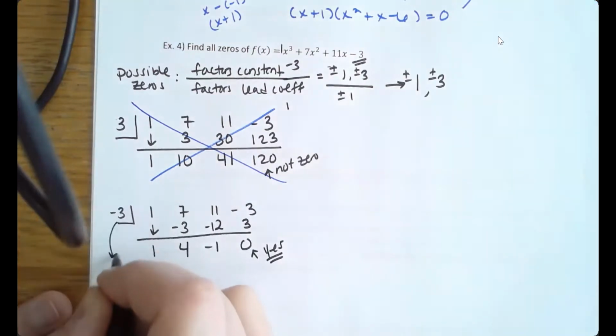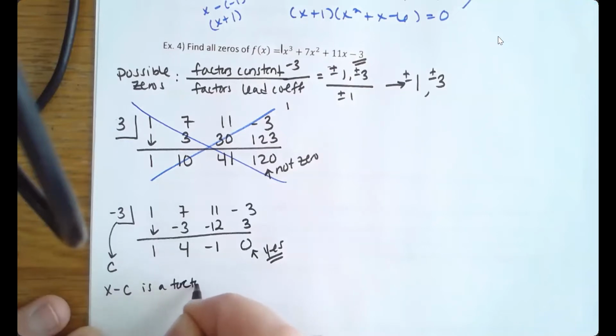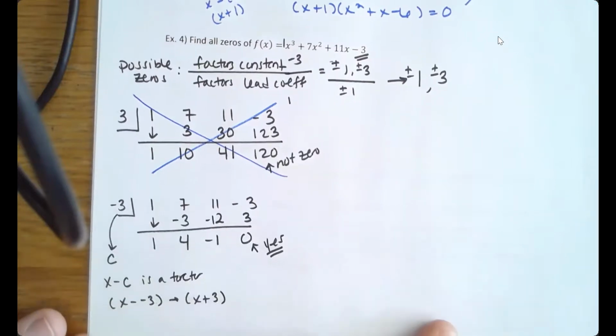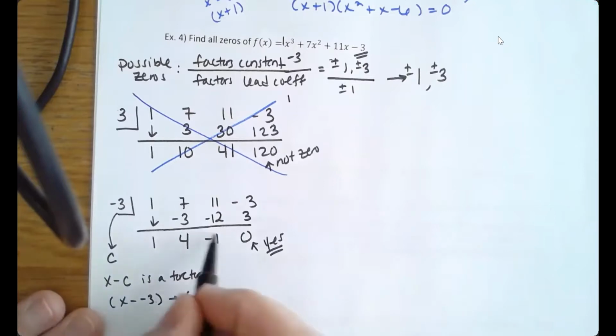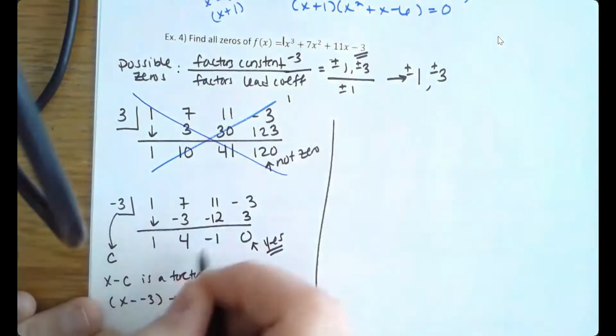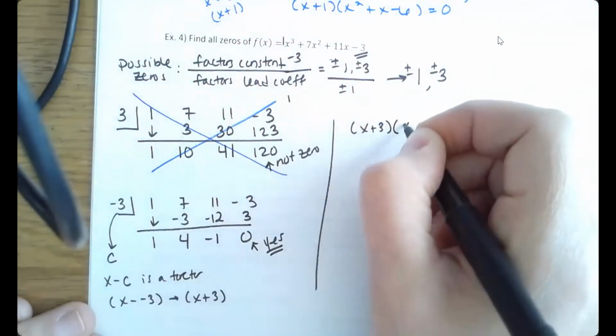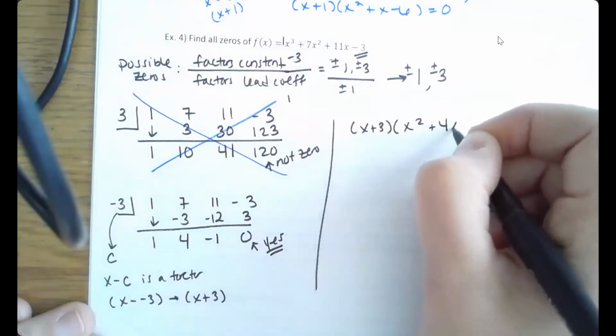Remember, this is your C value. So x minus C is a factor. So x minus here -3 would be x plus 3 for your factorization. Now your other factor comes from here. So if we were starting with a cube, this is going to be a square. So one of my factors is x plus 3, and then I have x squared plus 4x minus 1.